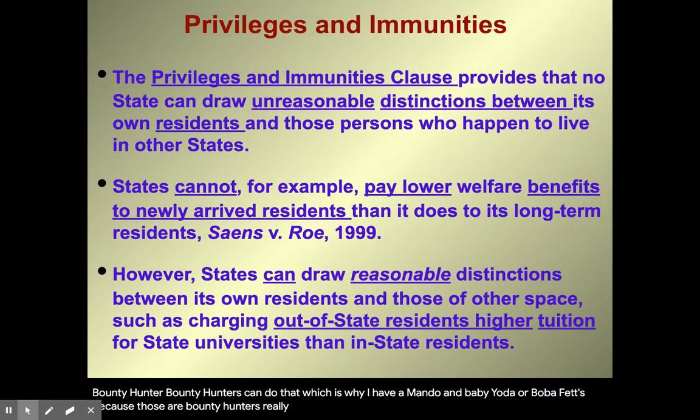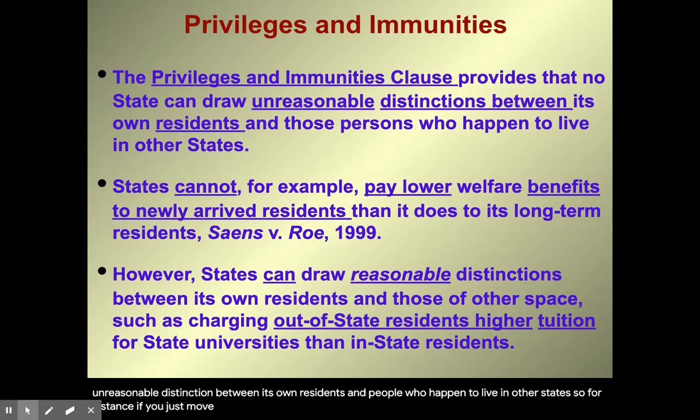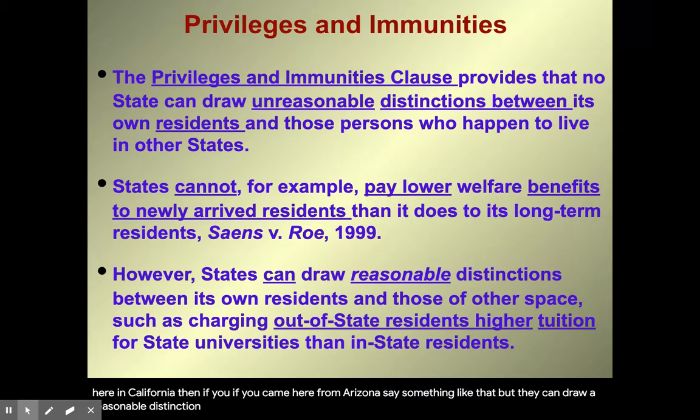The Privileges and Immunities Clause says that no state can draw an unreasonable distinction between its own residents and people who happen to live in other states. So, for instance, if you just moved to California, you cannot receive lower welfare benefits because you just arrived here than if you came here from Arizona, say something like that. But they can draw reasonable distinctions between different residents.